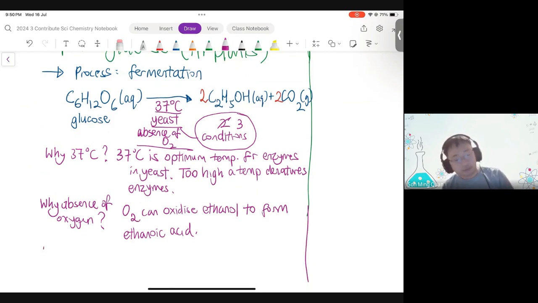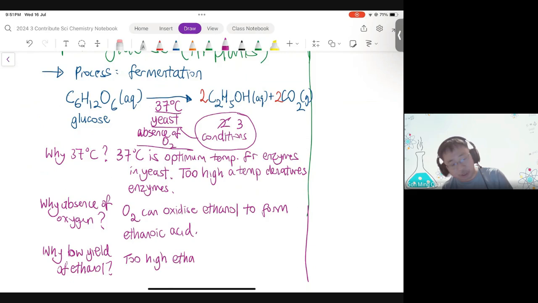And finally, this reaction does not give you pure ethanol. It gives you a very low percentage, a very low yield. That means you don't get a lot of ethanol through this process. Why? It is because too high ethanol concentrations kills the yeast.